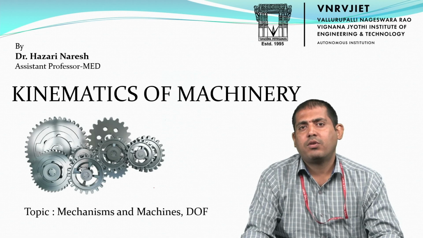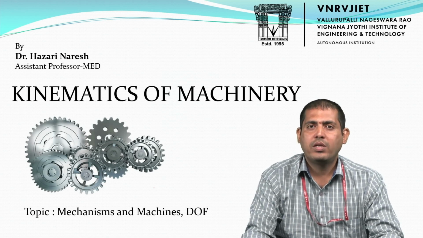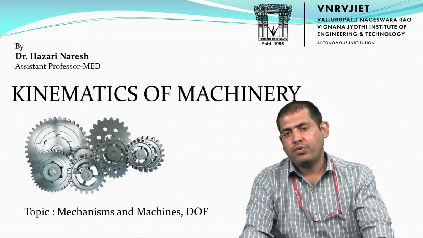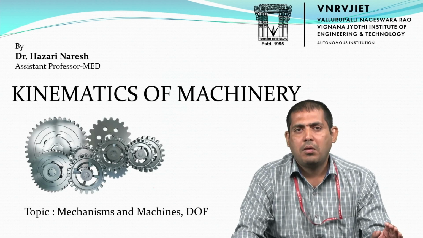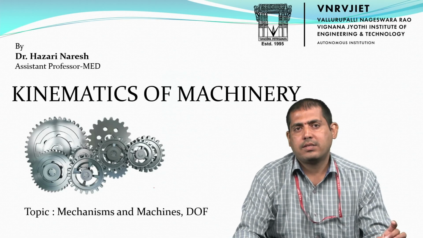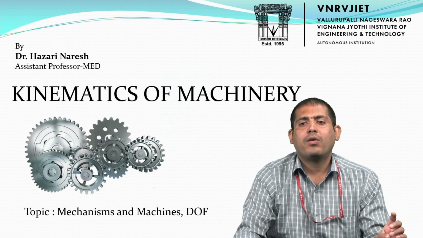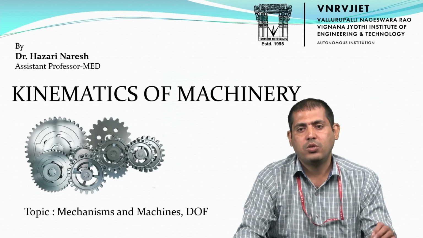So in continuation of our topic, we are going to discuss the Kinematics of Machines subject, and today's topic is mechanisms, machines and degrees of freedom. Here we are going to discuss what machines, mechanisms and degrees of freedom are, what the different criteria like Kutzbach criterion and Grubler criterion are, and a few simple problems. Those things we are going to discuss today.